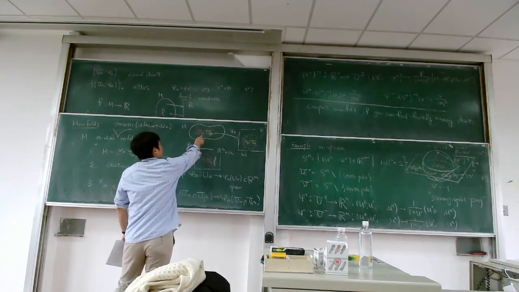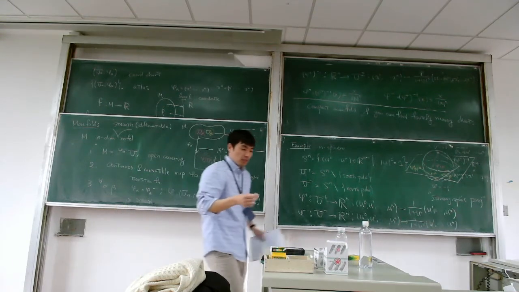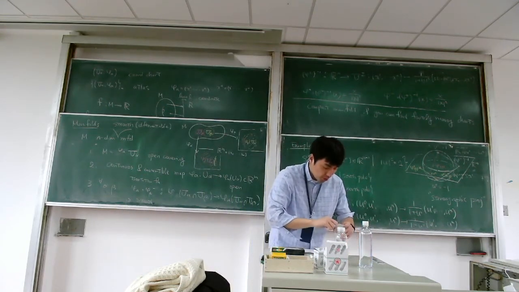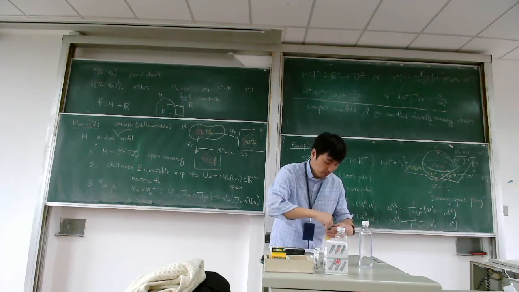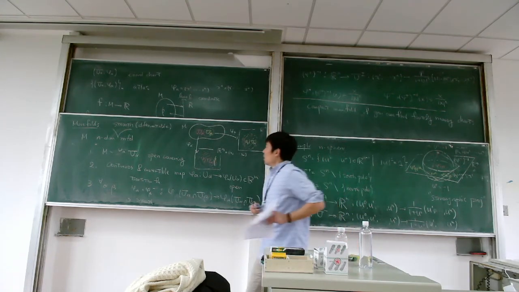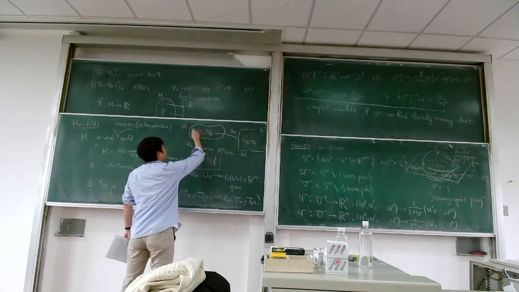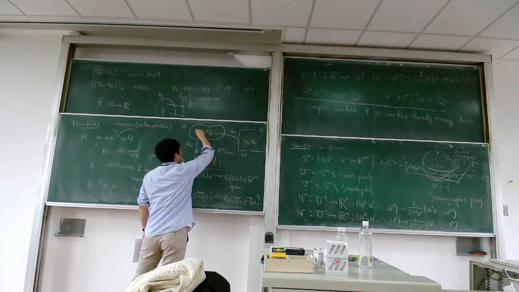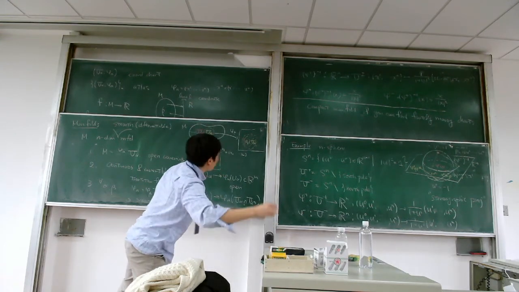So manifold, you introduce manifold M. I don't think this color will be distinguishable. Let's use blue. So there's a manifold. For instance, let's take a look at that.